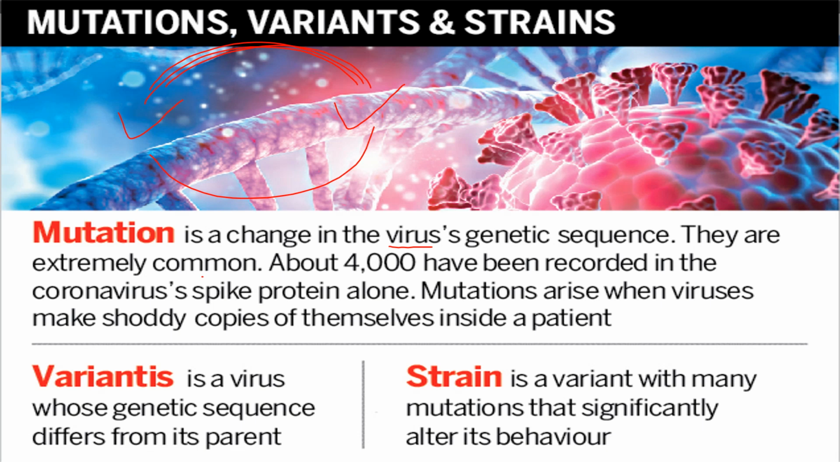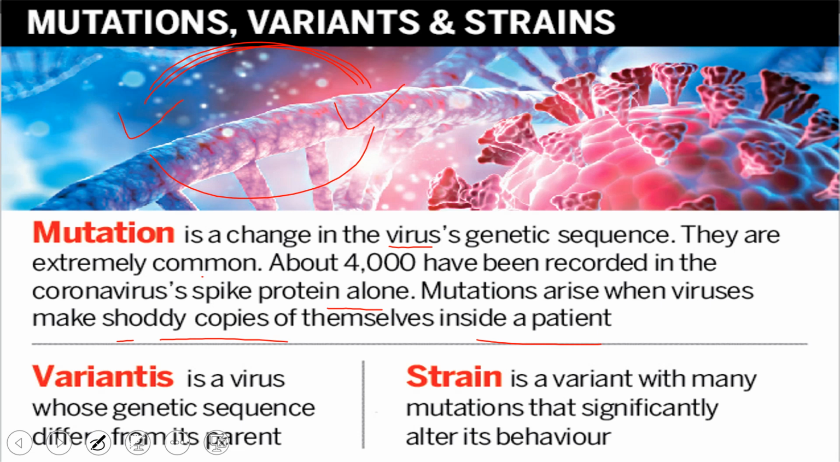About roughly 4,000 mutations have been recorded in the coronavirus spike protein. So more than 4,000 mutations have been recorded to date. Mutation arises when the virus makes sloppy copies of itself inside a patient.